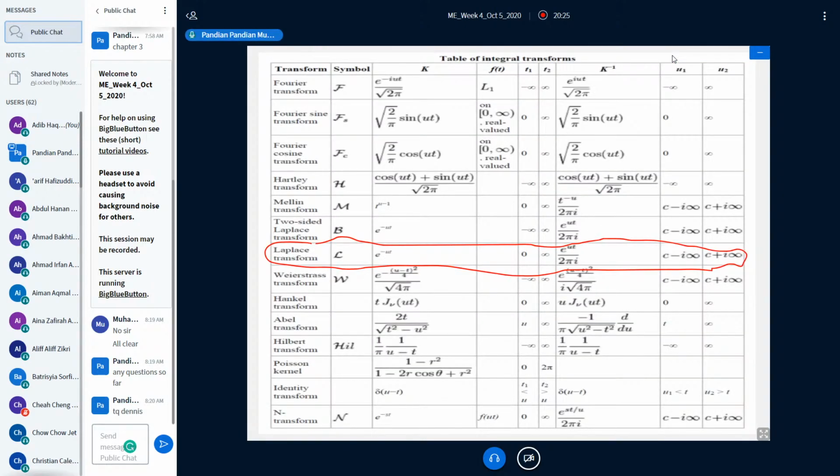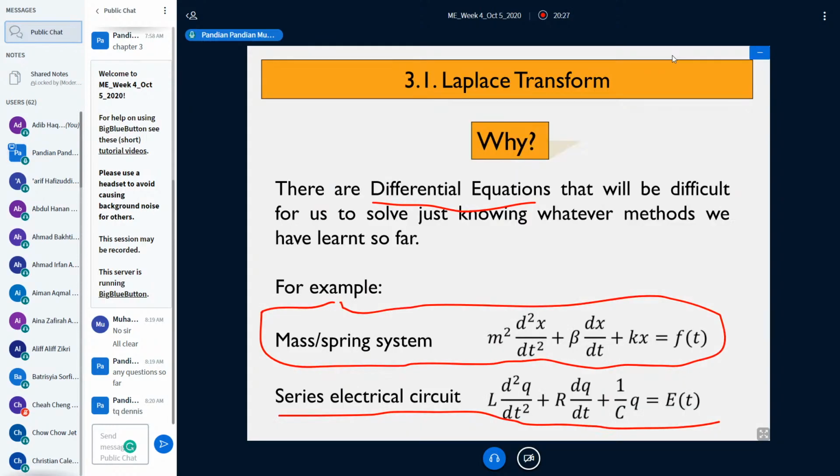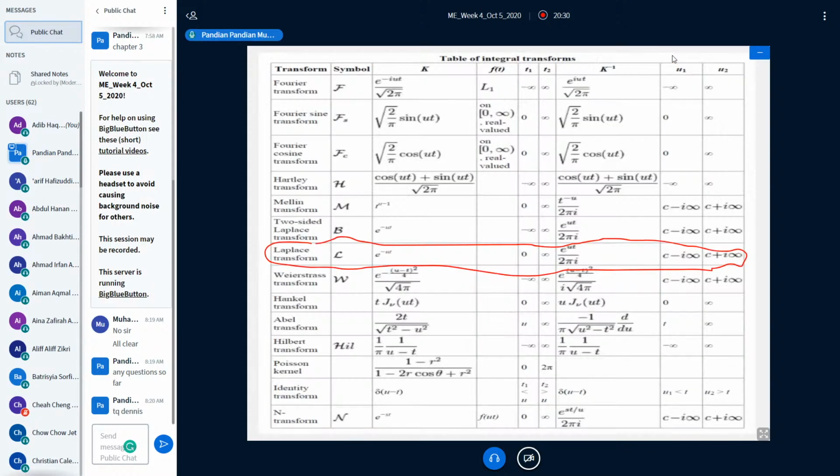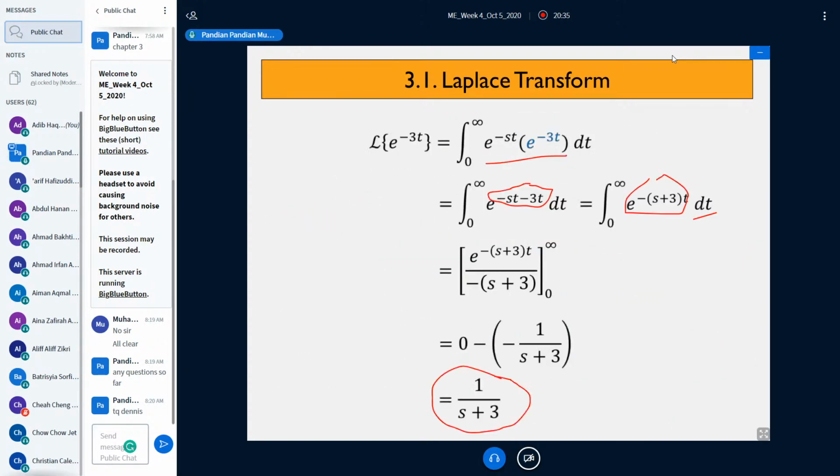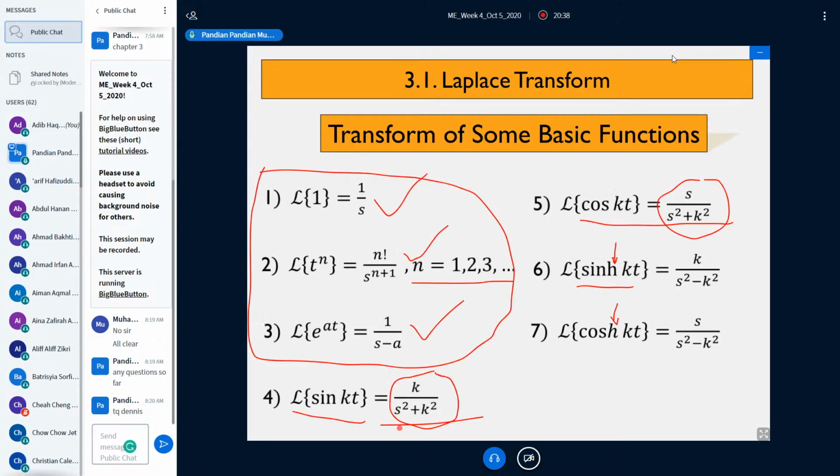We need this table, class. This table is very important. Please take note. Take a snapshot or screenshot of this table and keep it on your handphone, or you write it down on a piece of paper. This table is very important because now we are going to do inverse Laplace. When we do the inverse Laplace, we need this table. So I'm going to change the slide now.